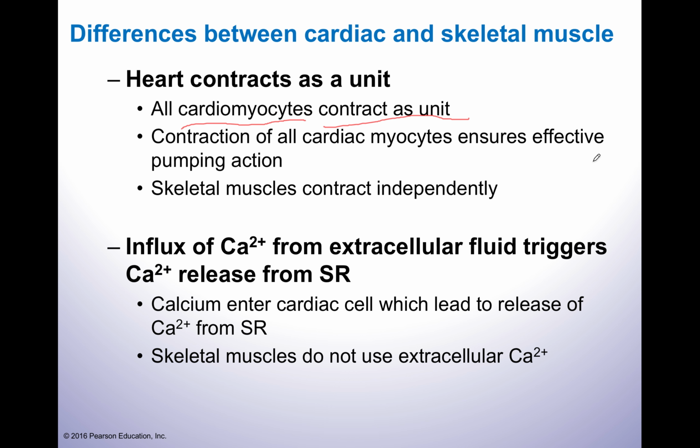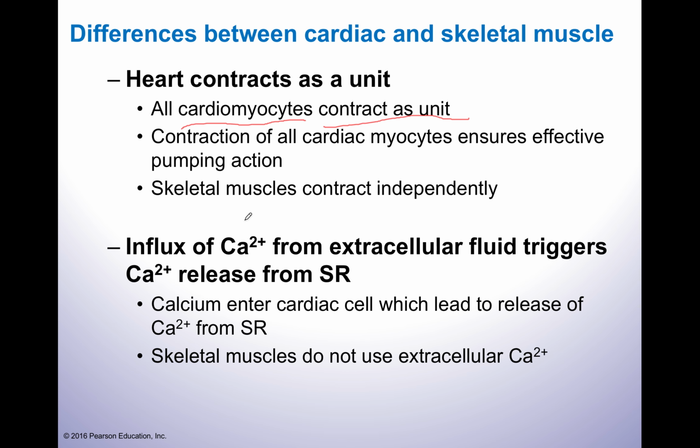Contraction of all of these cells together makes sure that your heart is pumping properly. So if you see scenarios where all of the heart muscles are not contracting at the same time, then you have a major problem with circulation of the blood in the body and to your lungs, depending on the system. So in the case of cardiac cells, all the cells contract as one unit.